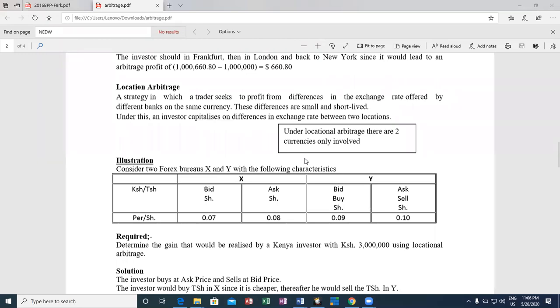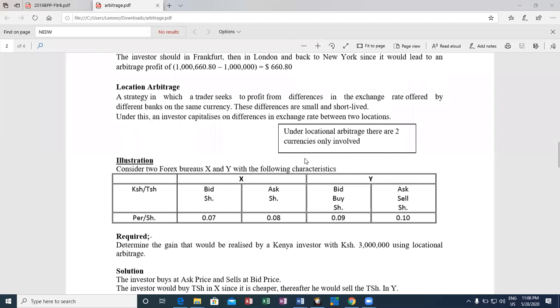So ladies and gentlemen, please, we go to our screen there. We go to locational. There is a big table given there. Consider two Forex bureaus, X and Y, with the following characteristics. You can see we have only two currencies, Kenya shillings to Tanzania shilling. Required: determine the gain that will be realized by a Kenyan investor with Kenya shillings 300 million using the locational arbitrage model.